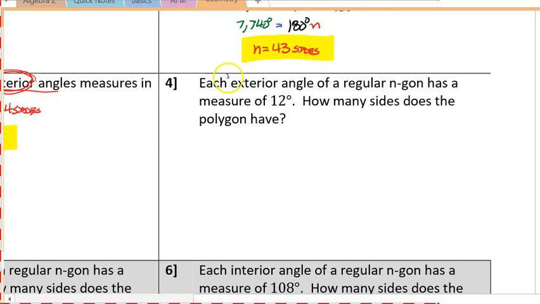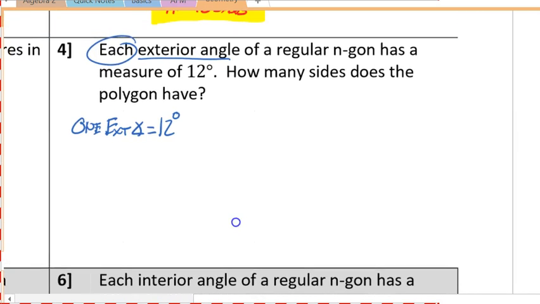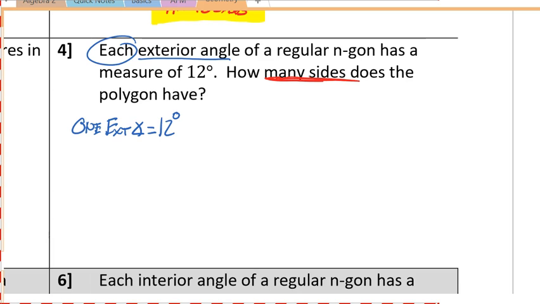Each exterior angle of a regular n-gon has a measure of 12 degrees. So what we're given here is that one exterior angle of a shape with some number of sides is equal to 12 degrees. What we're asked to find is how many sides this shape actually has. Well, we have a relationship between one exterior angle and the number of sides, and it is as follows.